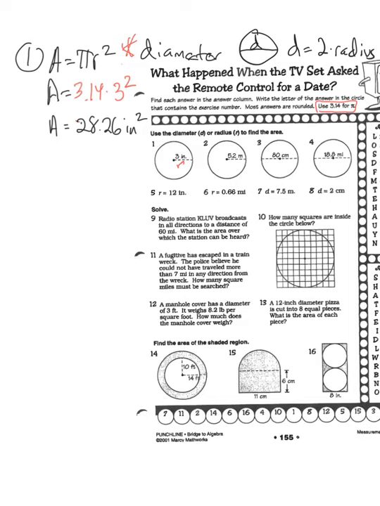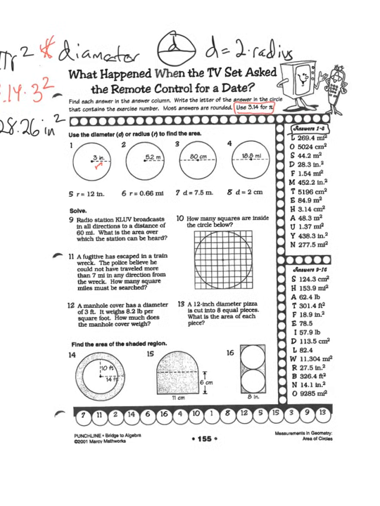The directions say find each answer in the answer column. Notice for answers 1 through 8, that's your choices here to the right. So I saw 28.26. That's going to round to 28.3, so that was letter D. So for problem number 1 down here, I'm going to put down the letter D.